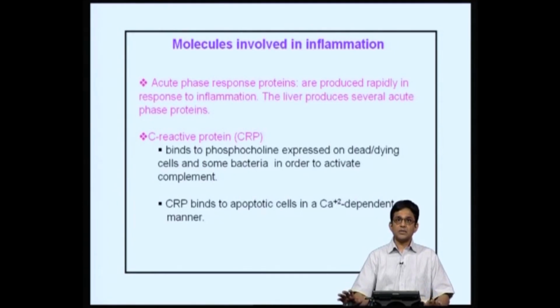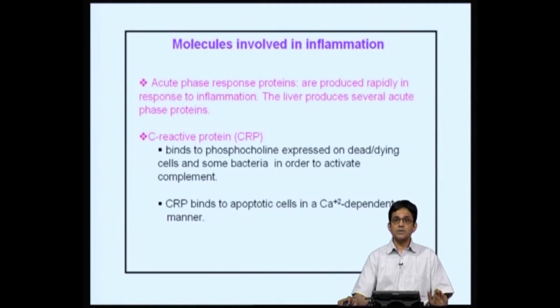An important class of proteins that play a role in innate immunity are acute phase response proteins. These proteins are produced rapidly in response to inflammation, and the liver is responsible for production of several acute phase proteins. An important acute phase protein is the C-reactive protein, and it binds to phosphocholine present on dead or dying cells and some bacteria in order to activate complement.